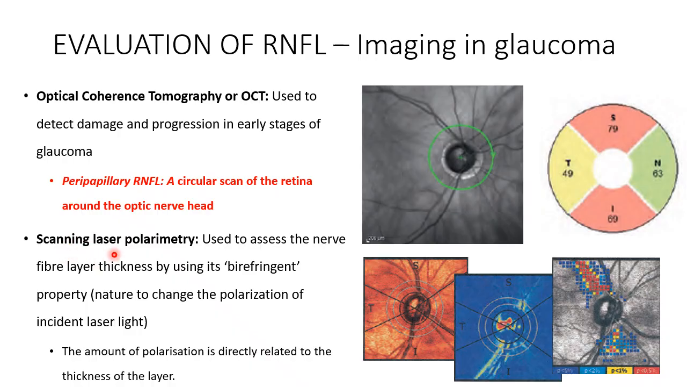Another technology is scanning laser polarimetry. Now, as a matter of fact, the retinal nerve fiber layer is a birefringent structure, means that it can split polarized light when passed through. So this nature is used to assess the nerve fiber layer thickness. The amount of polarization of light is directly related to the thickness of the retinal nerve fiber layer, and that is the principle of scanning laser polarimetry.